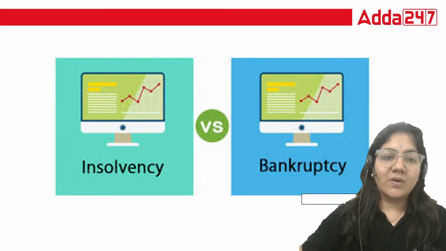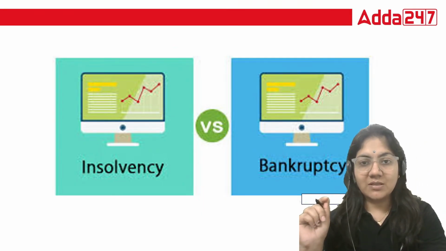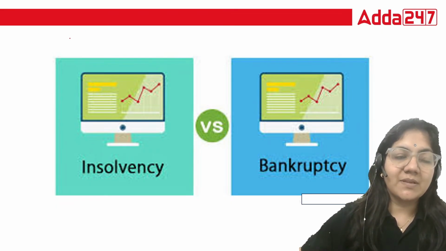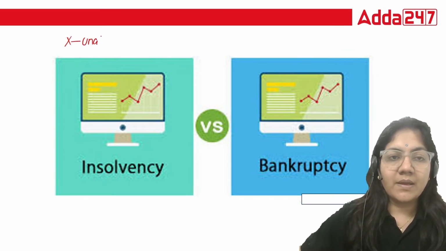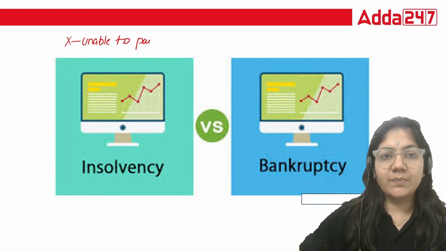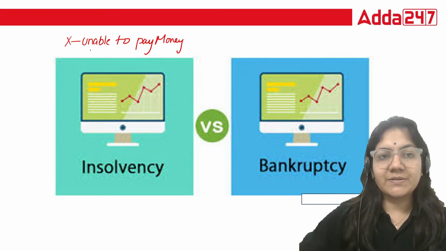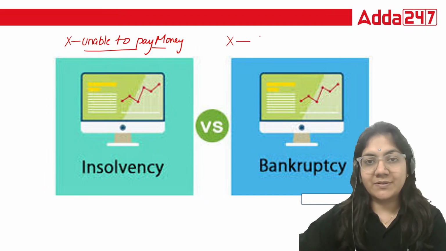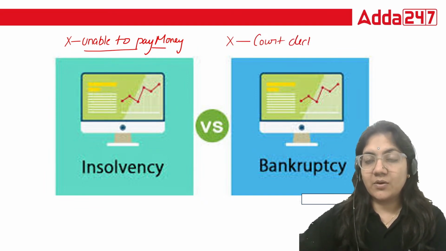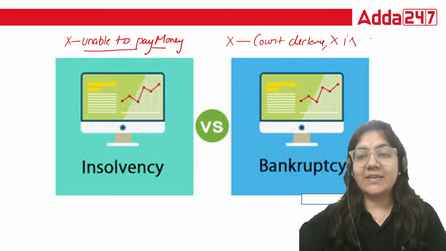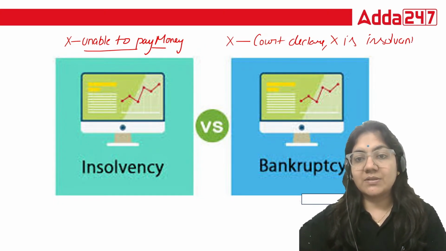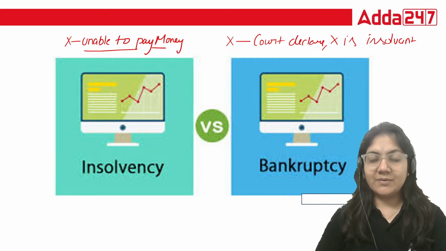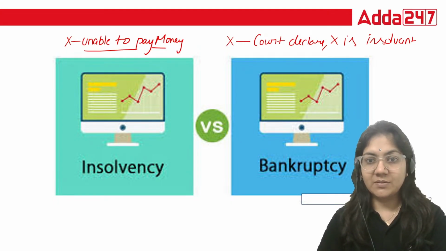Now, class, first of all, we have to understand the basic difference between the term insolvency and bankruptcy. Insolvency is basically, suppose X person is unable to pay money. That is called insolvency. And suppose when the court declares that X is insolvent, this process is called bankruptcy. A very simple definition. So this is exactly the basic difference between insolvency and bankruptcy.